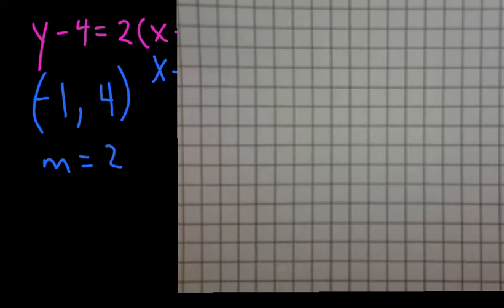So remember, our point is our starting point. So we're going to go negative 1, up 4, 1, 2, 3, 4, and graph that. Negative 1, 4 is right there. Okay? And then we're going to take our slope and do our slope starting at our point. Make your slope a fraction. So up 2 over 1. There's your other point. And that's where your line is. That's not hard.